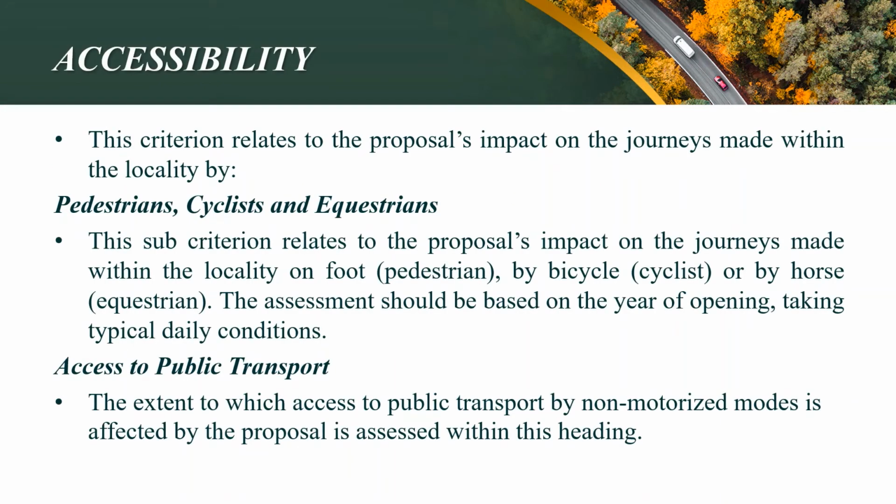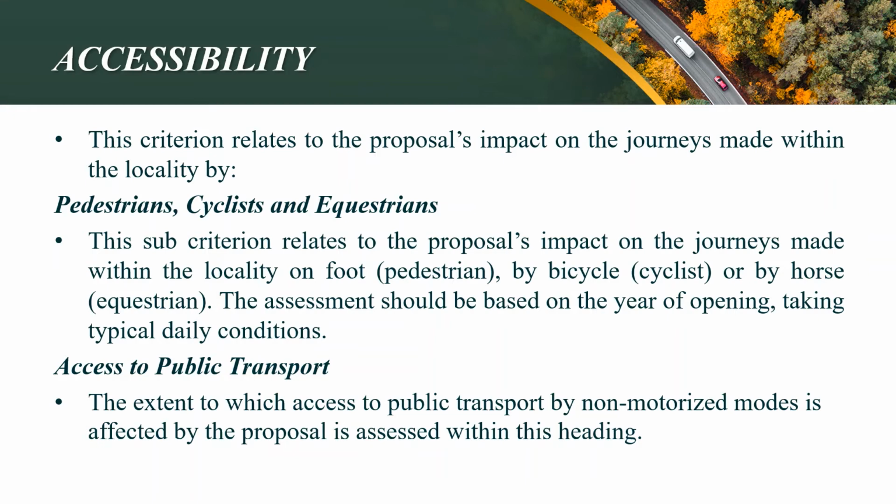Next is accessibility. This criterion relates to the proposal's impacts on the journeys made within the locality by first, the pedestrians, cyclists, and equestrians. This subcriterion relates to the proposal's impacts on the journeys made within the locality on foot, by bicycle, or by horse. And the assessment should be based on the year of opening, taking typical daily conditions.